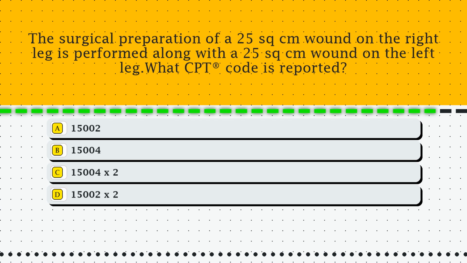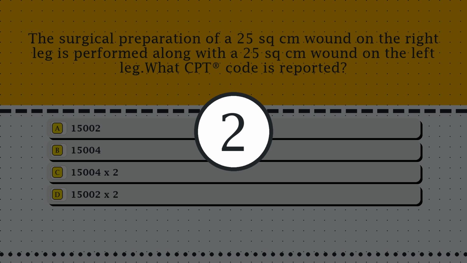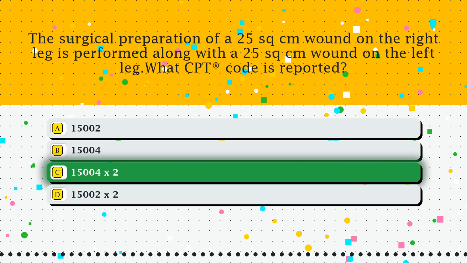Question 32. The surgical preparation of a 25 SQCM wound on the right leg is performed along with a 25 SQCM wound on the left leg. What CPT code is reported? Option A, 15002. Option B, 15004. Option C, 15004x2. Option D, 15002x2. The correct answer is option C, 15004x2.